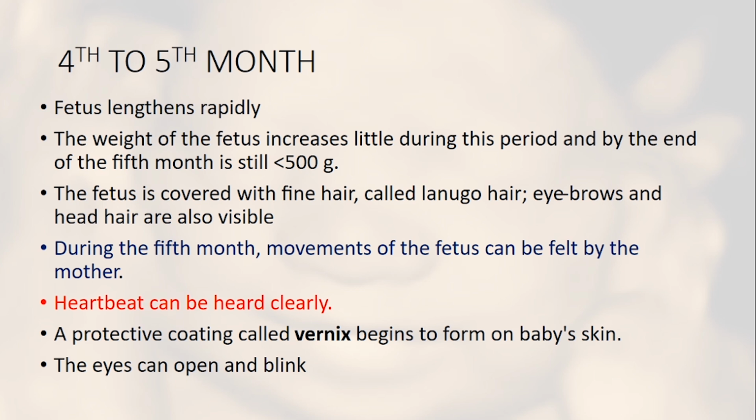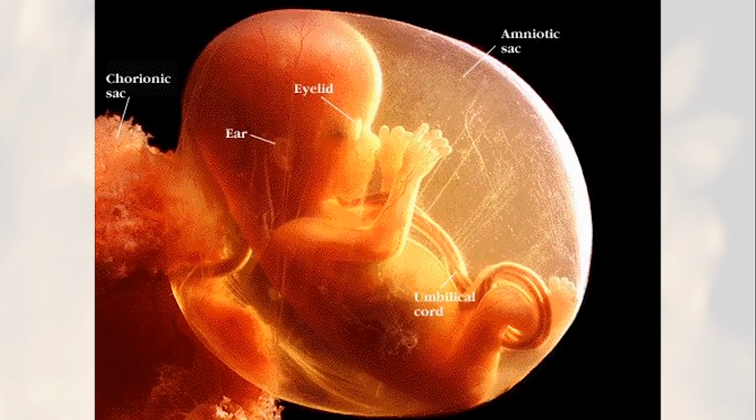The heartbeats can be picked up at around the 4th to 5th month, by a handheld Doppler device. And then they have a protective coating on their skin, which is called the vernix. At this point also, the eyes can be seen opening and closing.